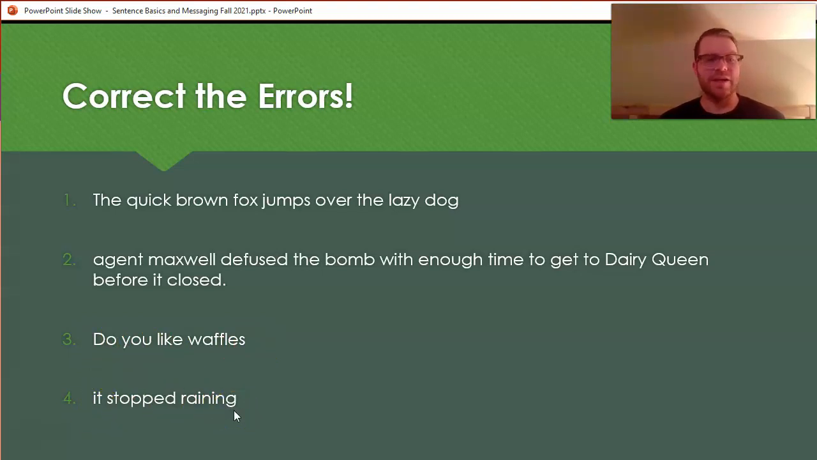This one's a double whammy. It both needs an end mark, period or exclamation mark would be fine there. We should capitalize it as the first word in the sentence.